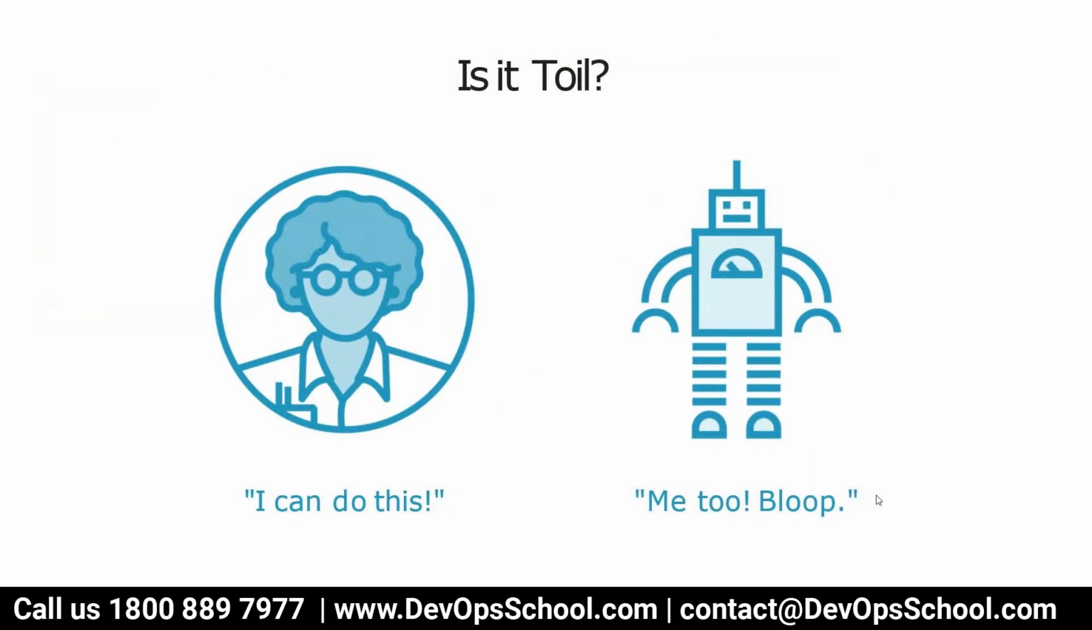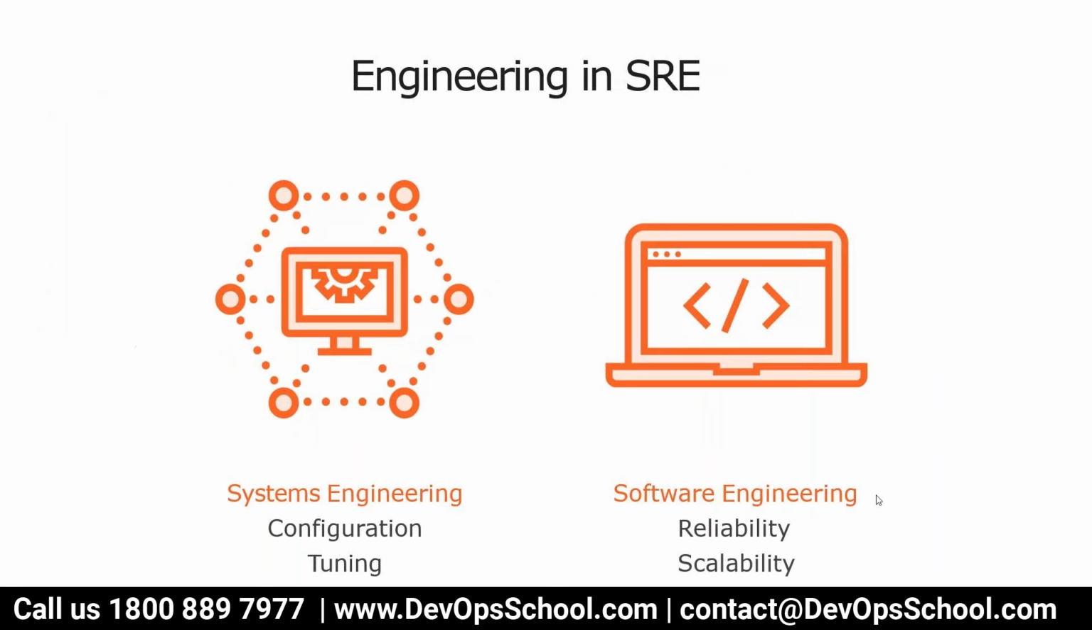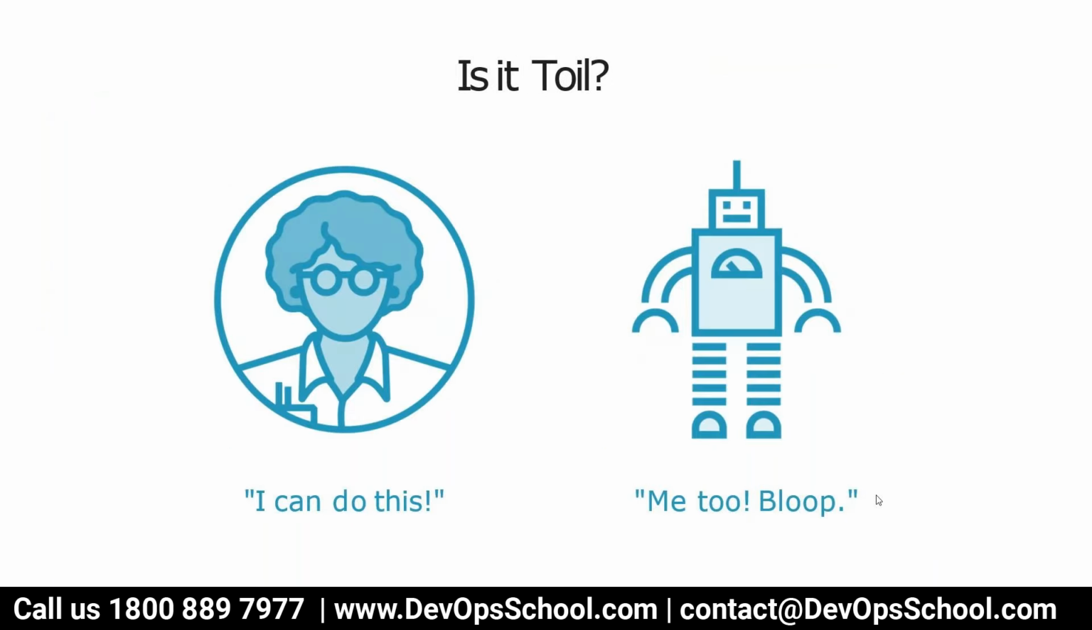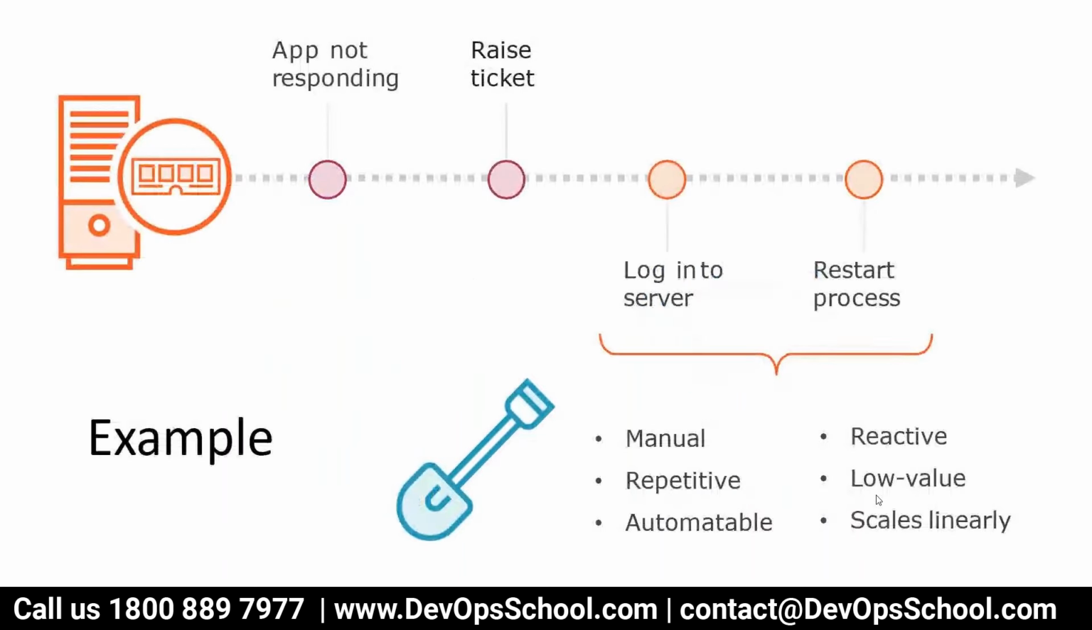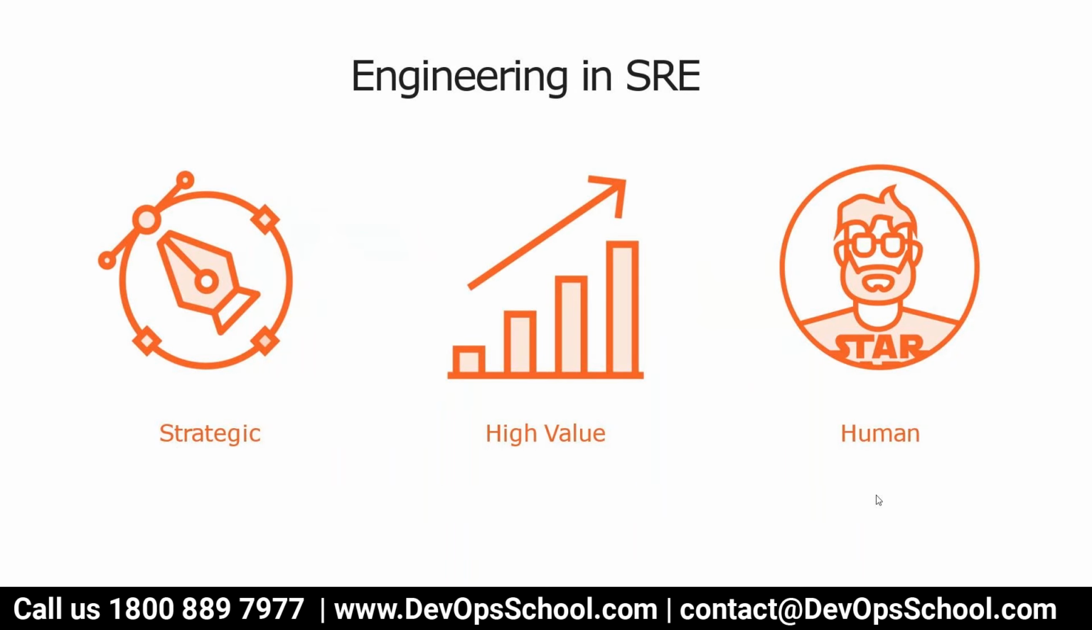So is it a toil? As I said, toil is something we have to decide. In this case, let's consider this a toil. Why? Because some robot, some script, some tool can also do that. So yes, it can be toil. Now the question is, what does SRE suggest? Let's say there is a toil and you want to automate it.